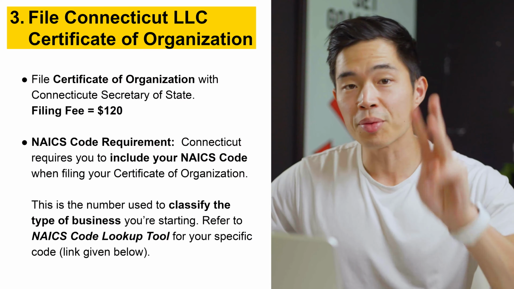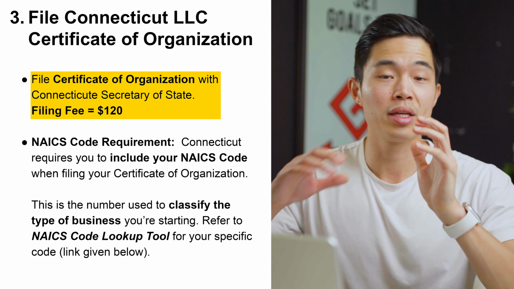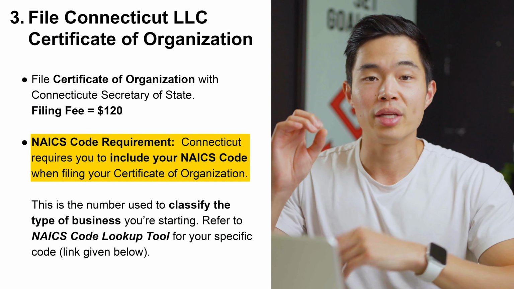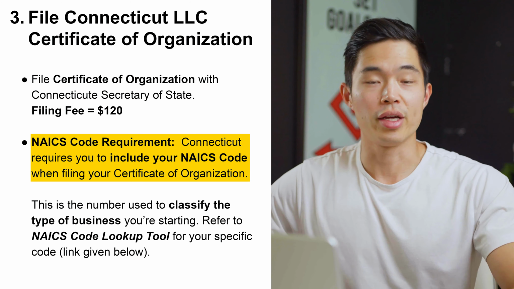So step 3 is to file your Connecticut LLC certificate of organization. This is done with the Connecticut Secretary of State, and right now the filing fee is $120. You do need to choose an NAICS code that basically classifies the type of business you're creating. So yeah, you'll want to make sure what that code is. Now to submit these documents, you can do it online, or you can do it by mail or in person. Personally, we recommend just doing it online.